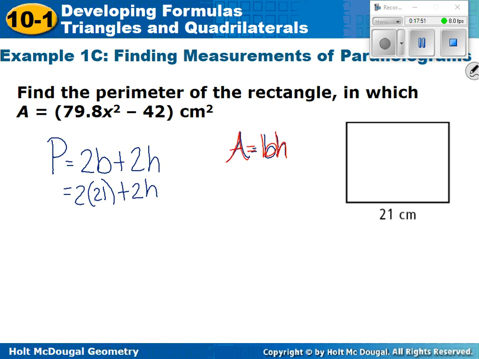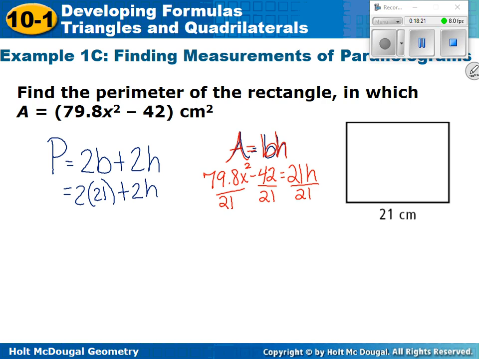So now plug in what you know. What's the area? Okay, so 79.8x squared minus 42 equals, what's the base? 21. And we don't know the height. So now we're back to what we just did on the previous problem. What do we need to do to solve for the height? Divide by 21. Again, make sure you're dividing every term by 21.